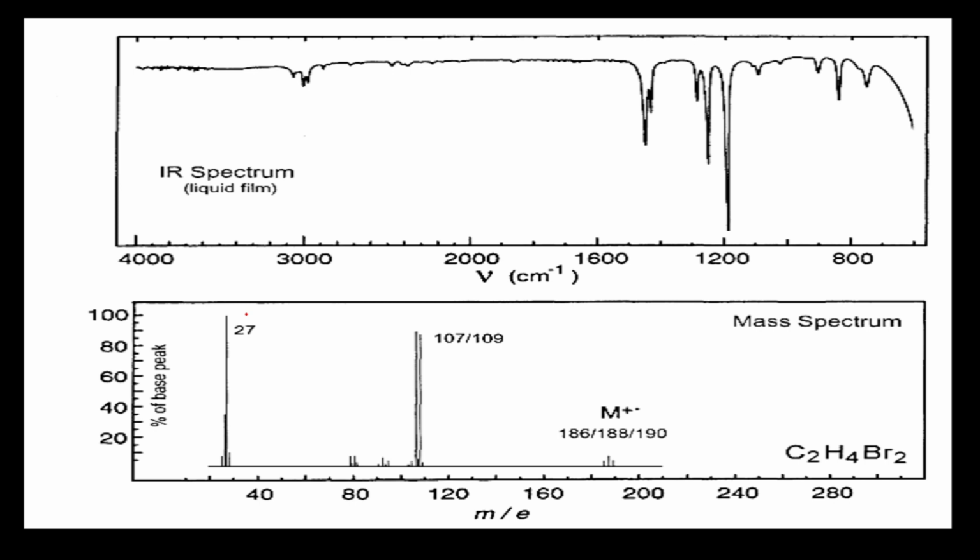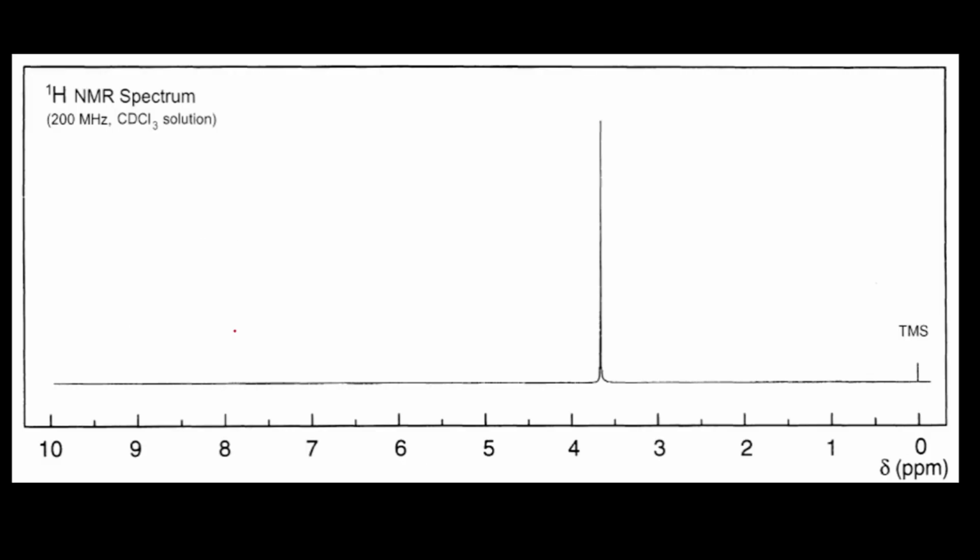And here you are given the IR spectrum and the mass spectrum that we are not using today, but we will talk about it later. Here is the proton NMR that we want to solve. As you can see, there is only one peak that is coming at about 3.7 ppm, and only the one peak is given.